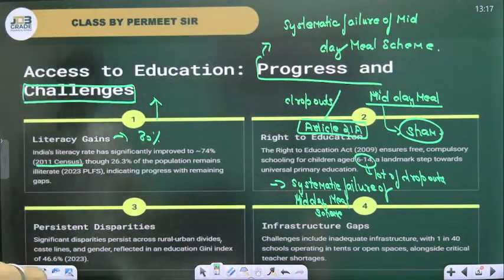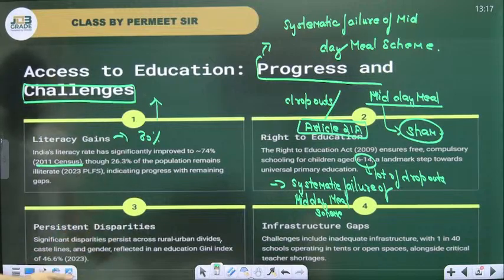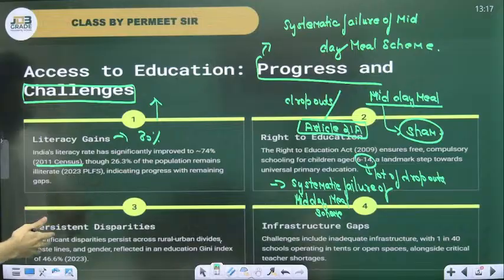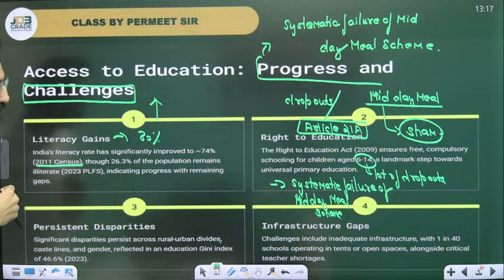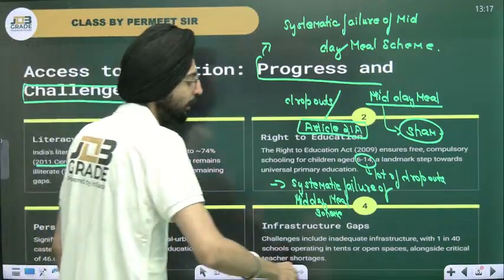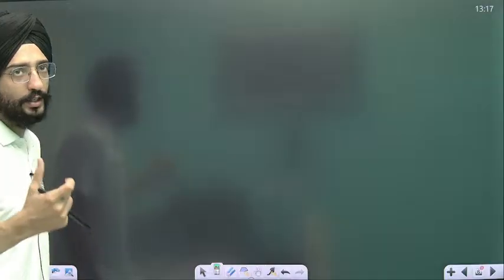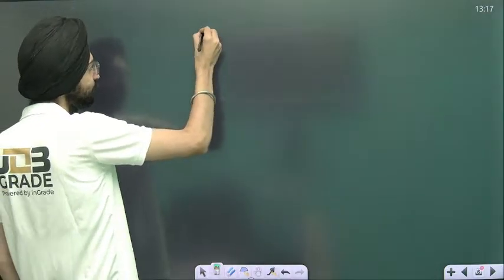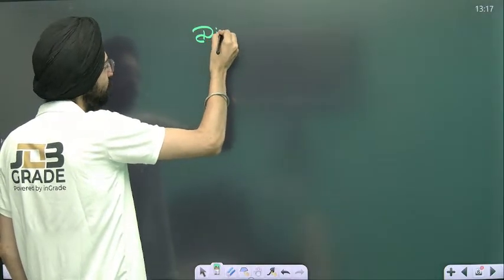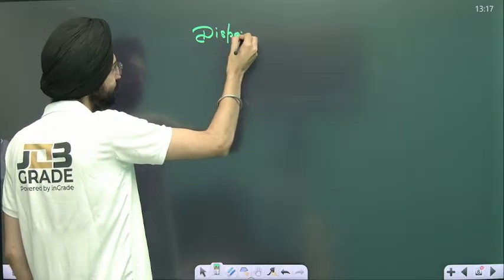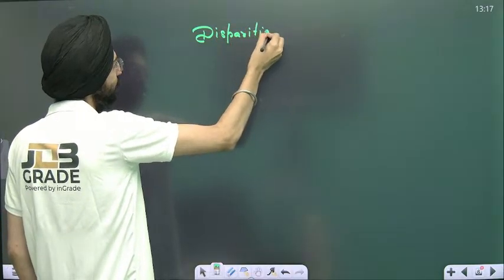Okay, sir. Another is persistent disparities. Significant disparities persist across rural-urban divides, caste lines and gender, reflected in the education Gini index. What does that mean? Sir, disparities exist on all lines. For example, disparities on gender.